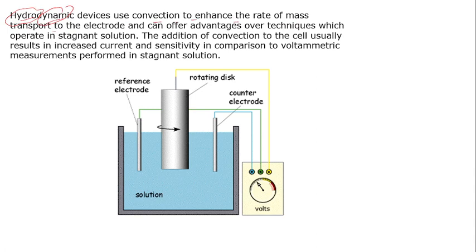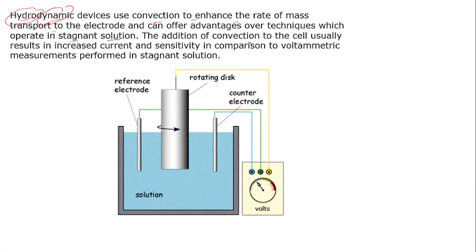Okay, why are we rotating our electrode? Because it will increase mass transfer, and can offer an advantage over techniques which operate in stagnant solution. Other techniques are stagnant, where your solution remains stagnant.